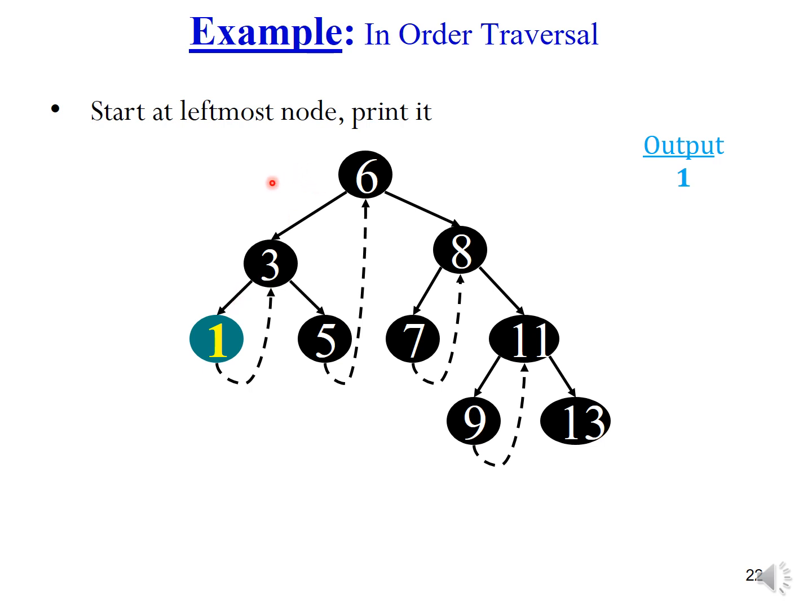We have already explained the children and the ancestors in detail. Here we will see how we can do the in-order traversing. So we will start at the leftmost node and we will print it. The leftmost node of this threaded binary tree is 1, so we will print it. Here we are displaying the output. This is 1.